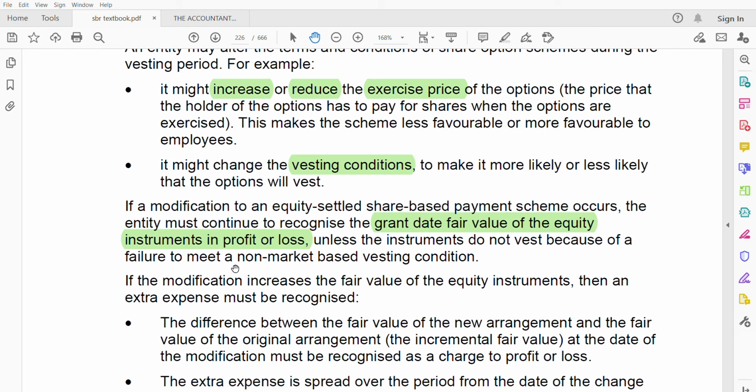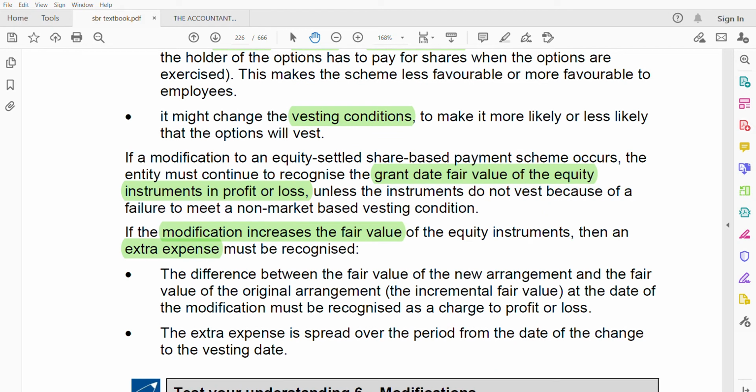If the modification increases the fair value of the equity instruments, what happens? Then an extra expense must be recognized. Because of the modification, the fair value of your share increases. That means now you have to give more shares or more share options to your employees. So it's an extra expense for you.